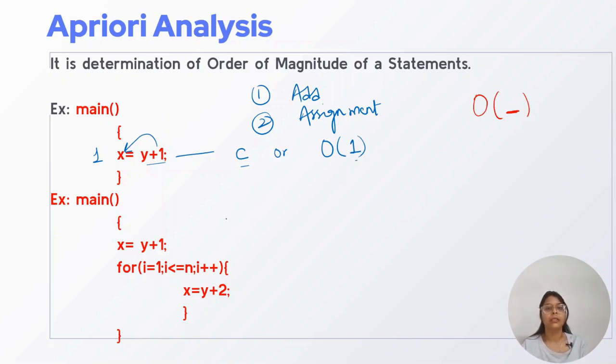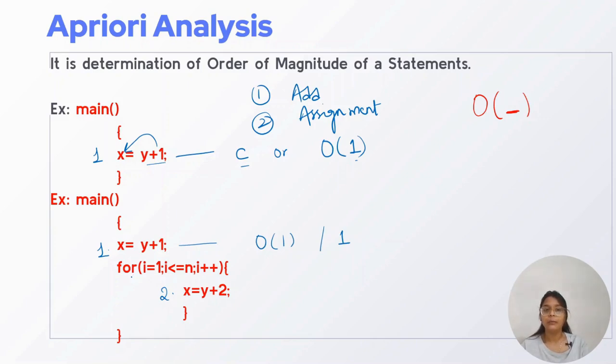So both are correct. Next, try this. These are two statements. One is x equals y plus 1, and the second one is x equals y plus 2. Now see what is going to happen. As you can see, this instruction is same as the previous one. So it will take order of magnitude 1 time, or I can even write it as 1, for example. Now see this one.